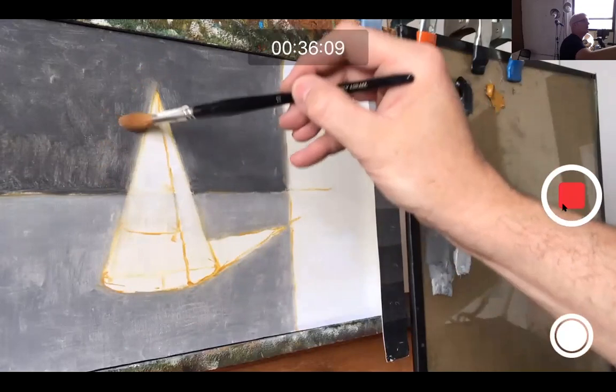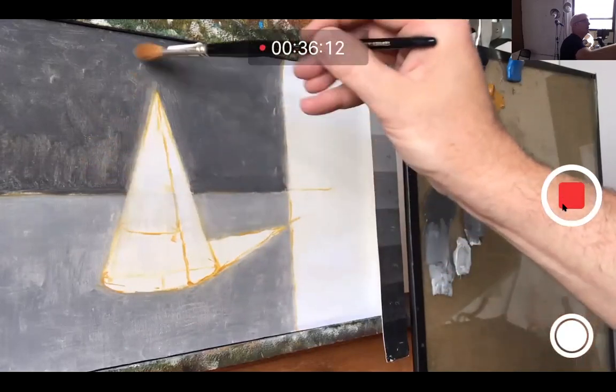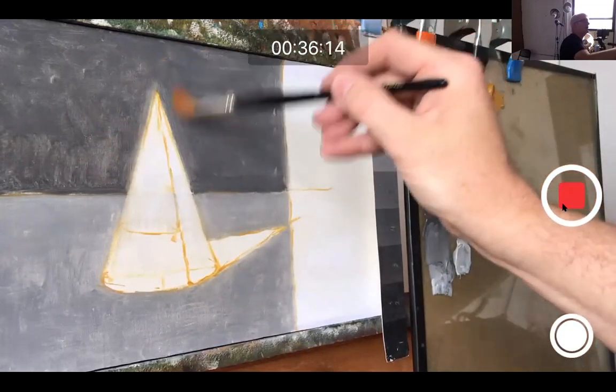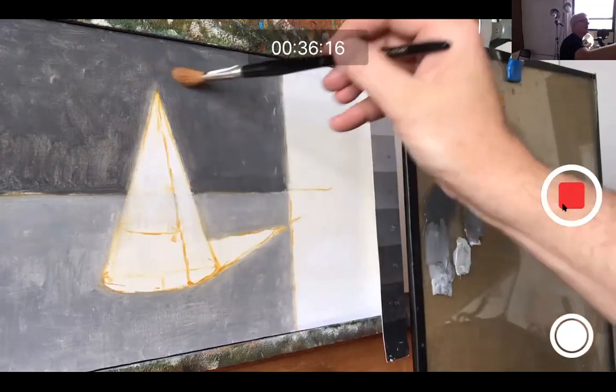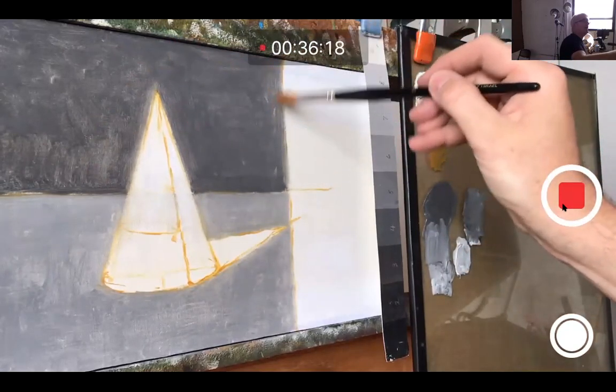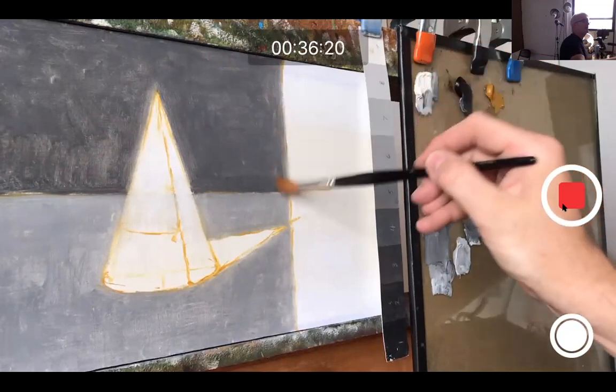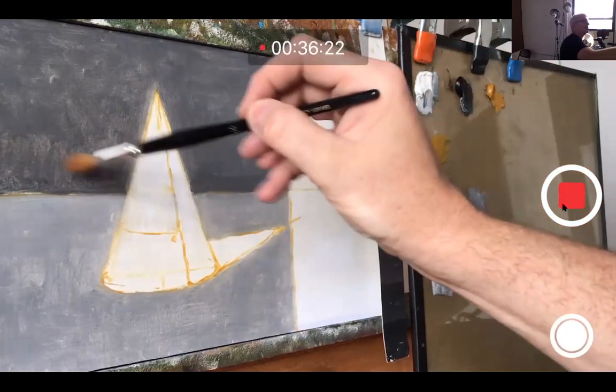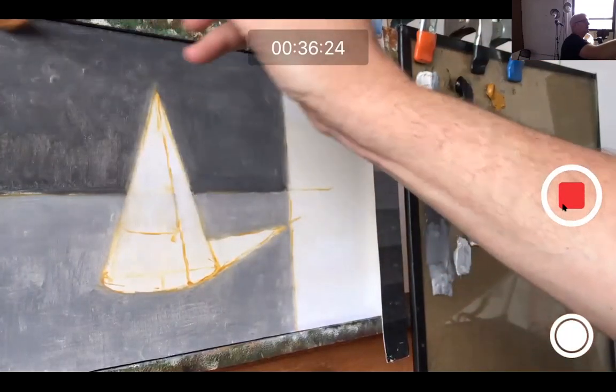So again, what I'm doing is I'm taking a dry brush and I'm just lightly unifying some of these areas. I can recommend some kinds of brushes you could get to do this.